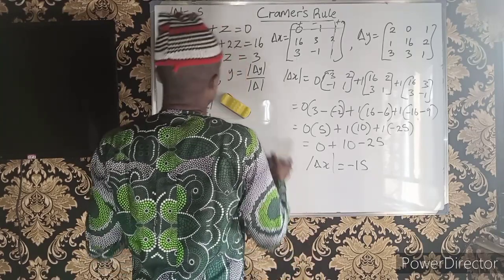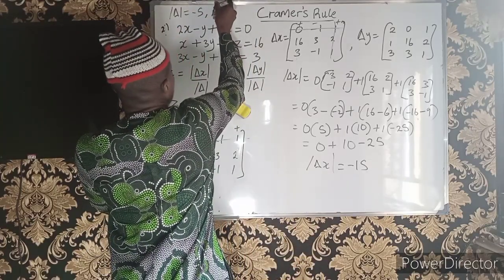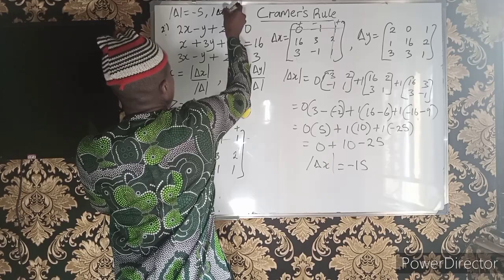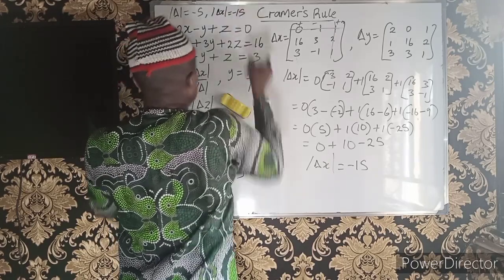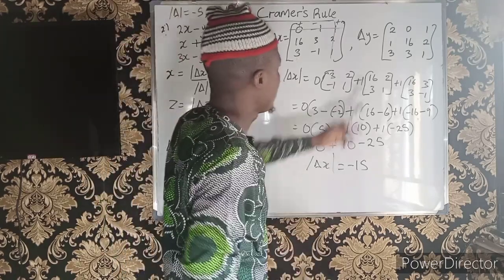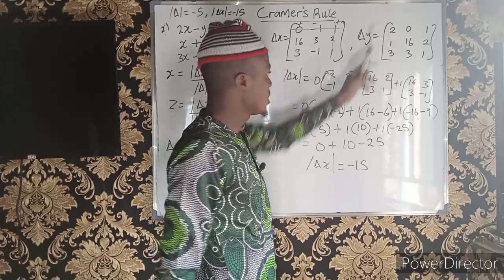So we write somewhere that the determinant of change in x is equal to minus 15, so that we don't forget. Let us clean it again to get the determinant of change in y.